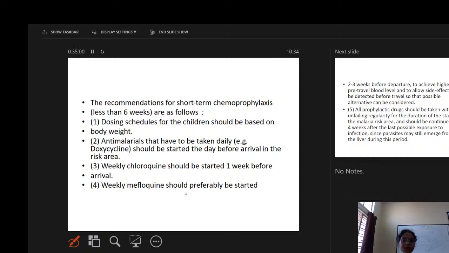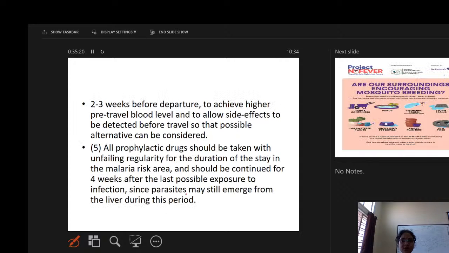Now, it can be given for less than 6 weeks and more than 6 weeks. Okay, for less than 6 weeks, dosing schedules for children should be based on body weight. Antimalarials should be taken daily. For example, doxycycline should be started the day before arrival in the risk area. Weekly chloroquine should be started 1 week before arrival. Weekly mefloquine should preferably be started 2-3 weeks before departure to achieve higher pre-travel blood levels and to allow side effects to be detected before travel so that possible alternatives can be considered.